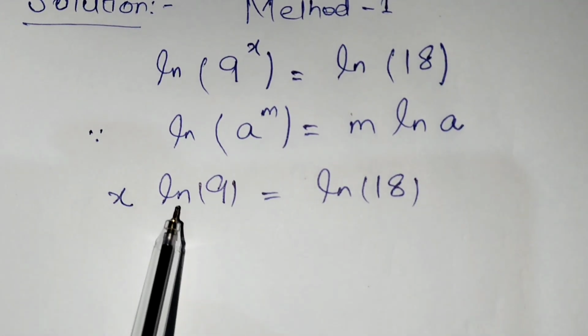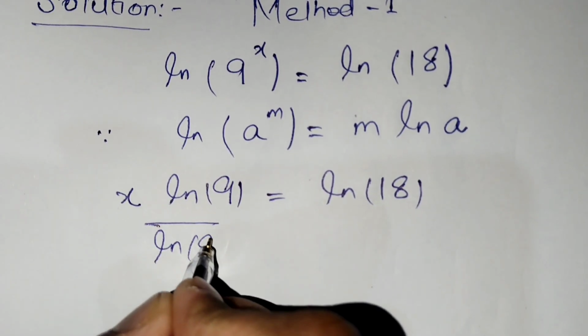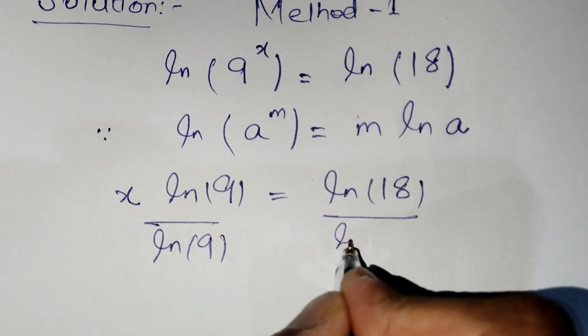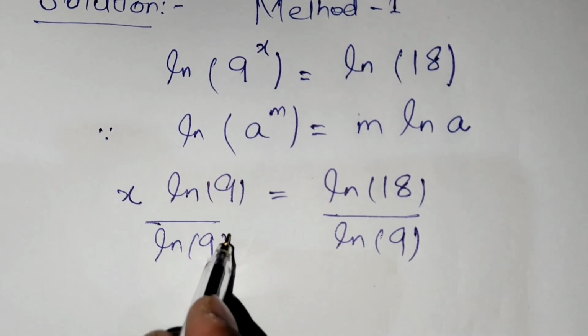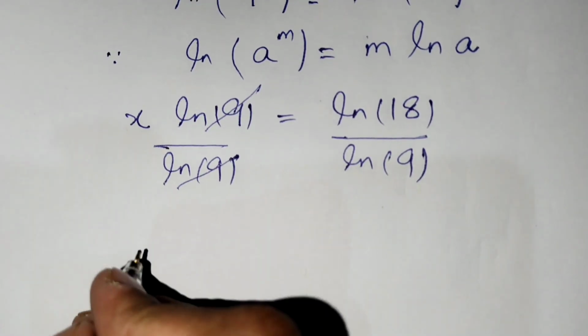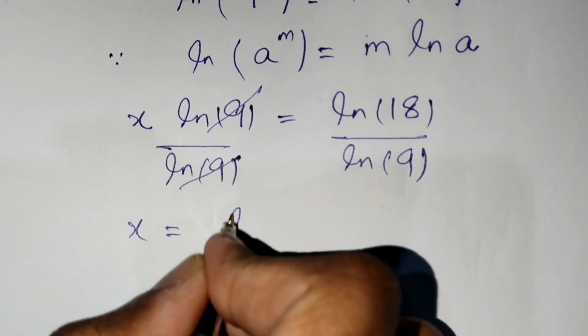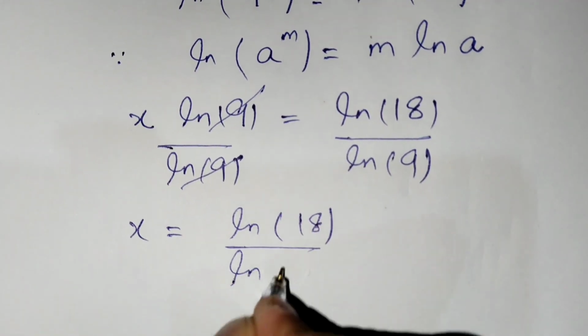We have to divide both sides of the equation by this ln of 9. ln of 9 cancels with ln of 9. We get x equals ln of 18 divided by ln of 9.